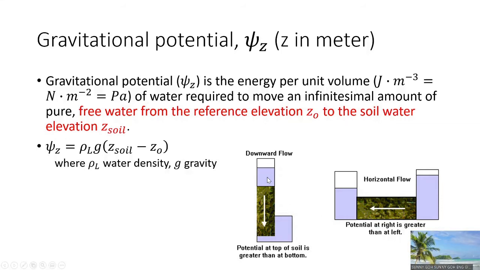So the easiest way to understand how the gravitational potential works is that initially, let's say the water is at the lower elevation, Z0, and then you take it up to a higher elevation, Z soil. As a result of raising the height from a lower elevation to a higher elevation, this results in an increase of gravitational potential. Similarly, if it's at a higher elevation and you take it down to a lower elevation, you reduce the gravitational potential.